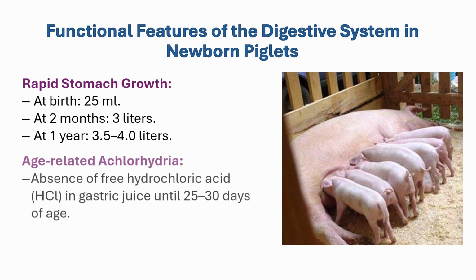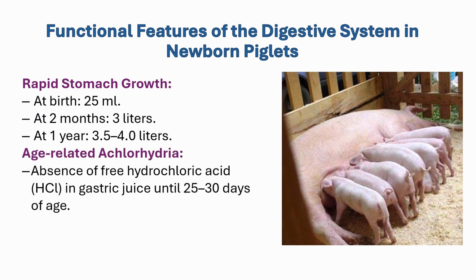The most critical clinical feature, however, is age-related achlorhydria. Newborn piglets have an absence of free hydrochloric acid in their gastric juice. This deficiency lasts until they're about 25 to 30 days old. Without hydrochloric acid, the stomach cannot activate certain enzymes or act as a barrier against bacteria.